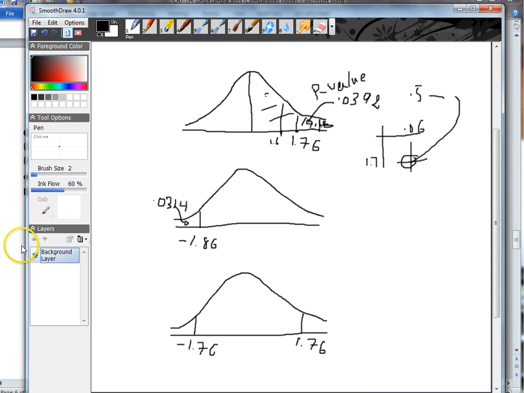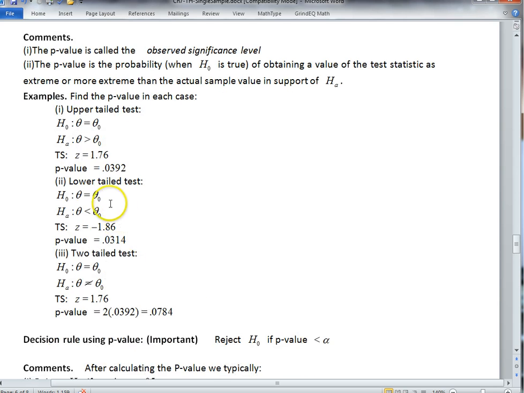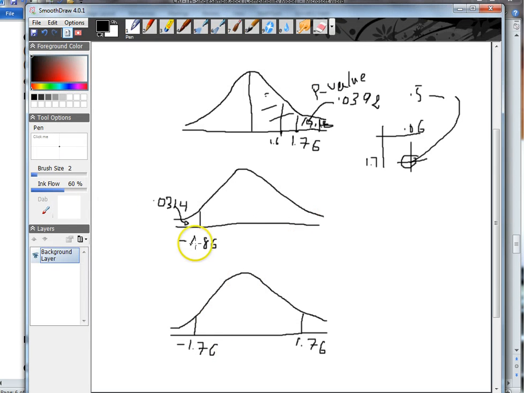The same thing goes for a lower tail test. The null is theta equal theta 0, and the alternative is theta less than theta 0. My Z would be negative in this case, since I'm in the lower tail. It's negative 1.86. How would I find the p-value? Again, I go to my graph. Best thing is the graph. I put down the value, negative 1.86, and now I want to find this area. This is my p-value.